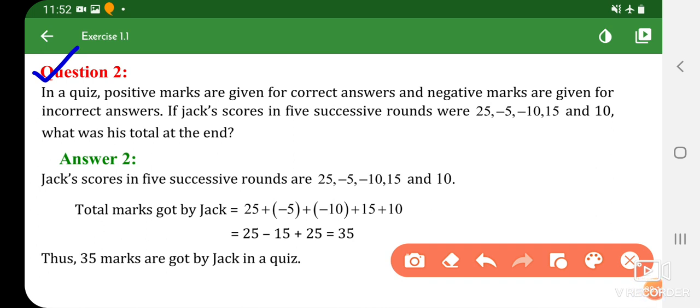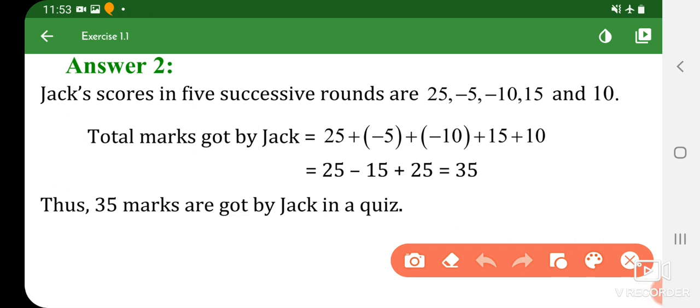In a quiz, positive marks are given for a correct answer and negative marks are given for an incorrect answer. That means when the answer is correct, we have to give positive marks, and when the answer is incorrect, we have to give negative marks. If Jake's scores in 5 successive rounds were 25, -5, -10, 15 and 10, what was his total at the end? That means we have to add all these numbers. Okay, let's see the solution.